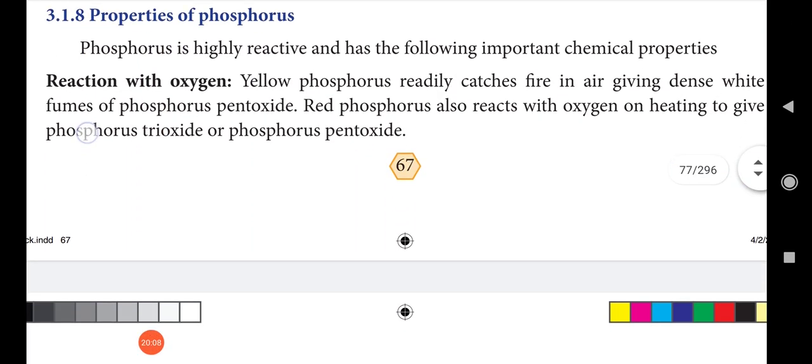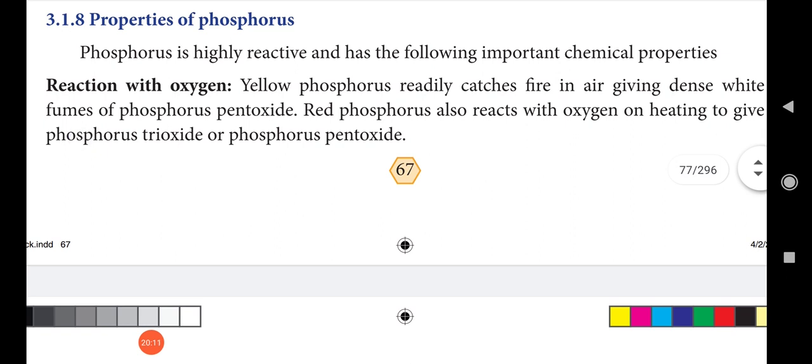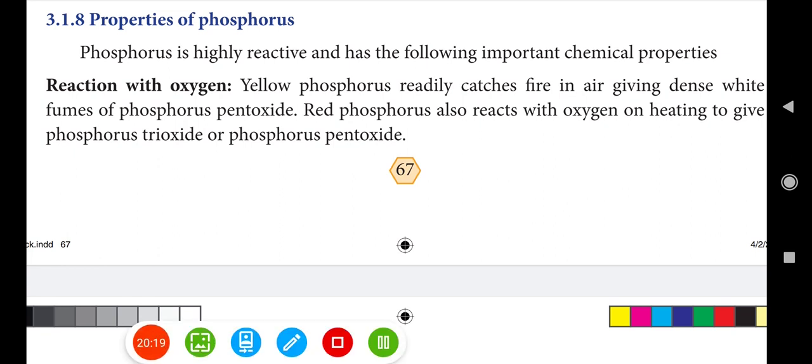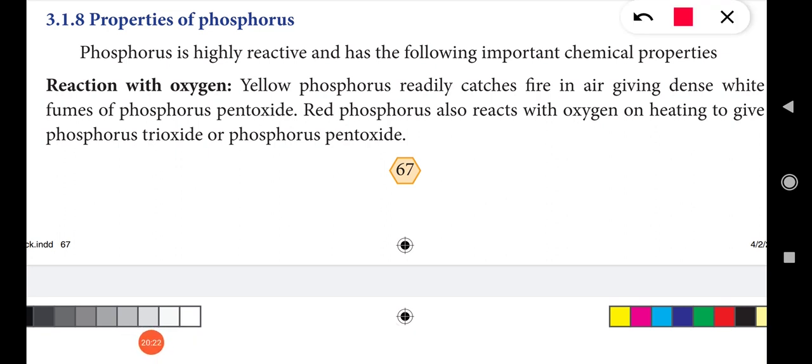Then properties of phosphorus. So phosphorus is highly reactive and has the following important chemical properties. It is highly reactive element, especially in the presence of light. So yellow phosphorus readily catches fire in air, giving dense white fumes of phosphorus pentoxide. So yellow phosphorus readily catches fire because its ignition temperature is close to room temperature, giving dense white fumes.